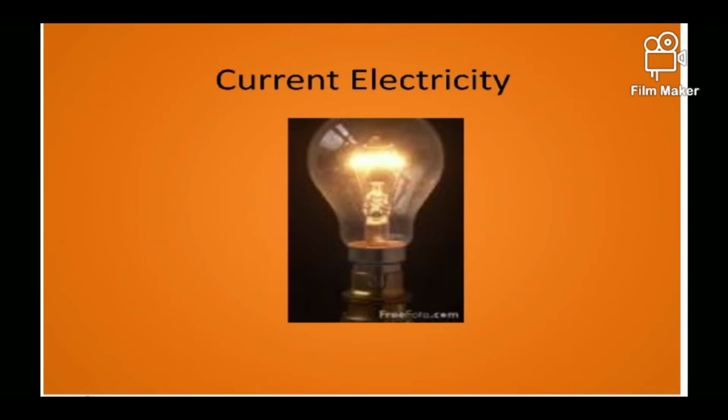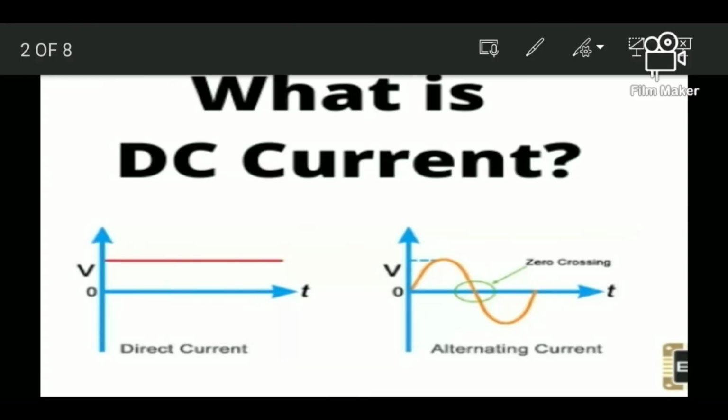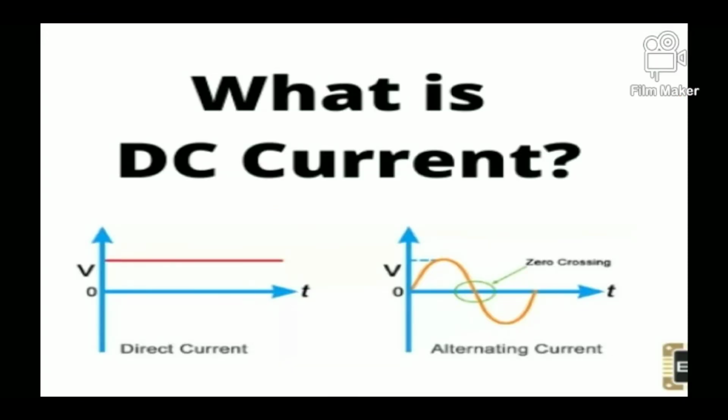Hello everyone, today I am going to start with chapter number 9 of physics, current electricity. So let us start with the first topic, which is direct current. What do you mean by this? Direct current is a current of constant magnitude flowing in one direction.